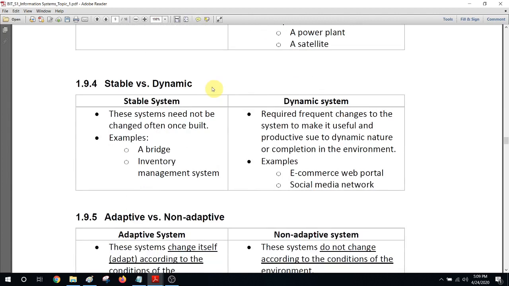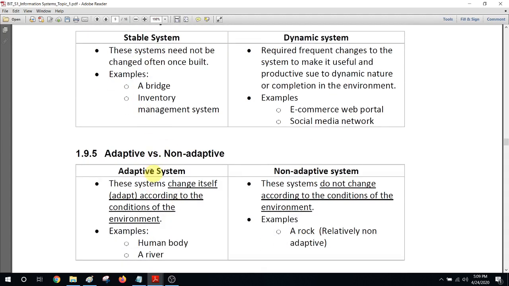Then there are some other classifications like stable versus dynamic. Stable means basically once we build the system, we don't have to change much. Dynamic systems are systems that we want to keep on changing. A very good example of a dynamic system is an information system. Most of the time, once we build the information system, we want to keep changing it due to demand from a highly dynamic business environment. But if you take something like a power plant, once we build it, we don't have to change it much. Those are stable systems.